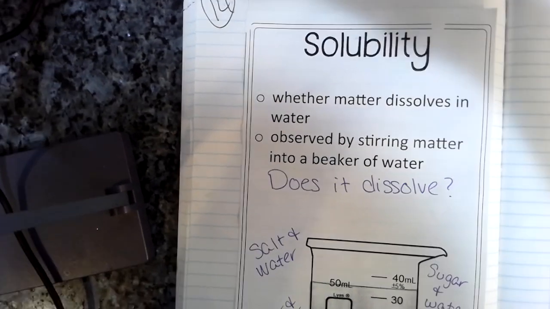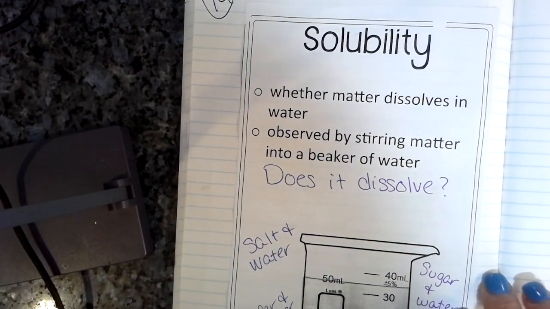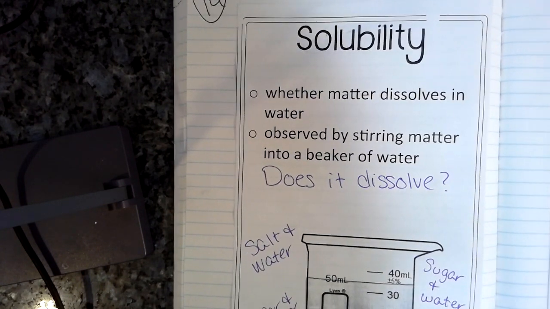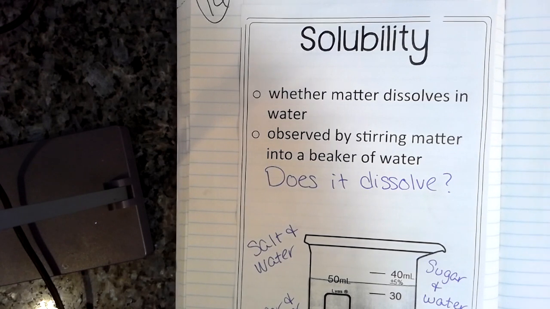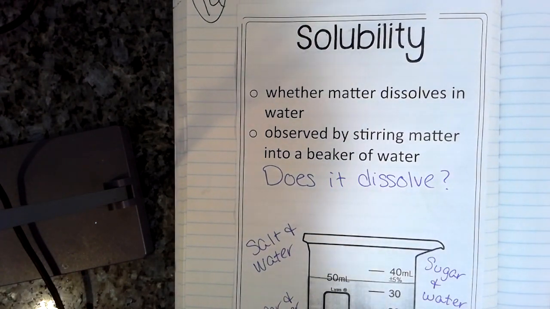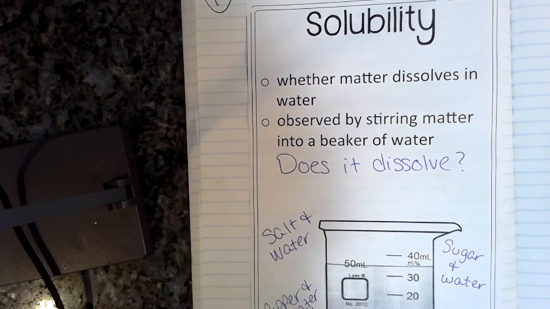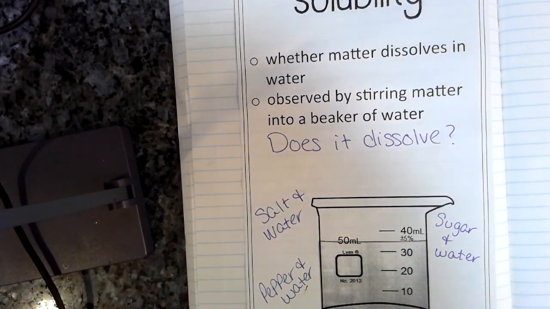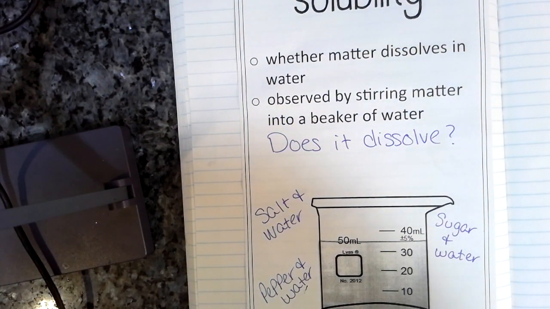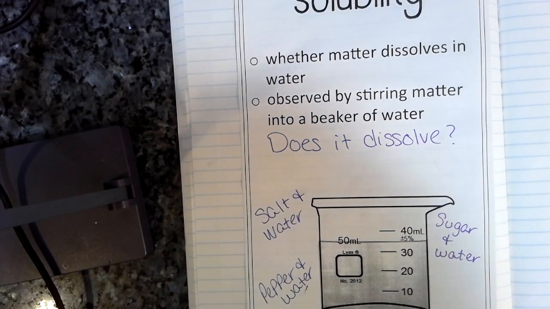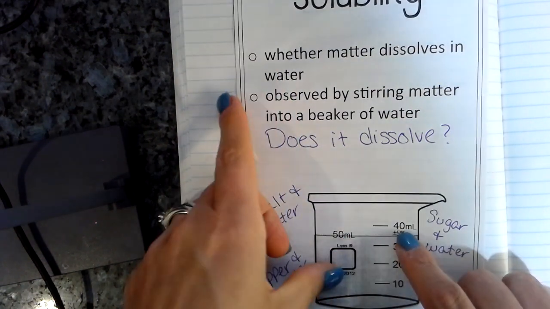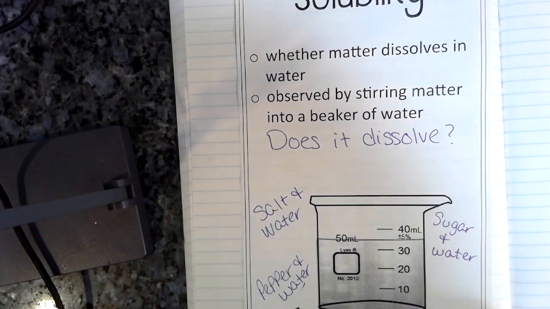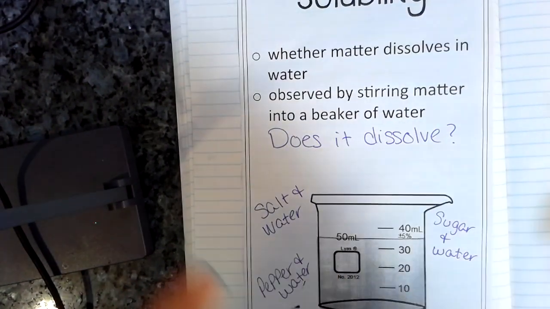So for this, before I get started into our experiment for today, what do you remember about the oil in water? So we know that the oil is less dense than the water, and that's the reason it stayed on top of the water. But did the oil dissolve at all in the water? Did it dissolve? No, it did not, right? So therefore we say that the solubility of oil is it does not dissolve in water. Okay? And solubility is just whether matter dissolves in water, and it's observed by stirring matter into a beaker of water. And our great question is, did it dissolve?